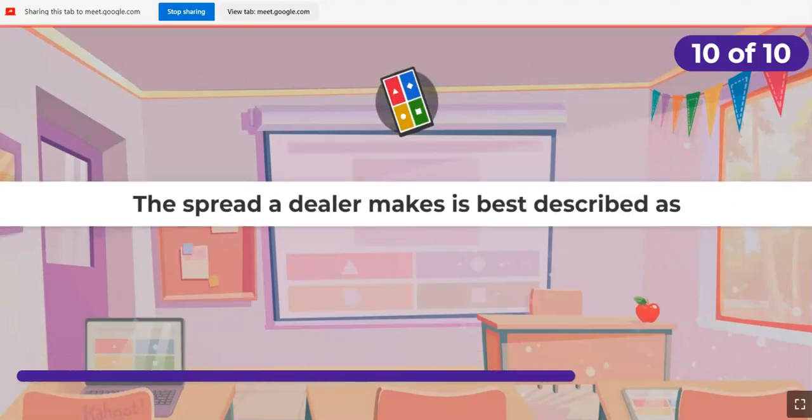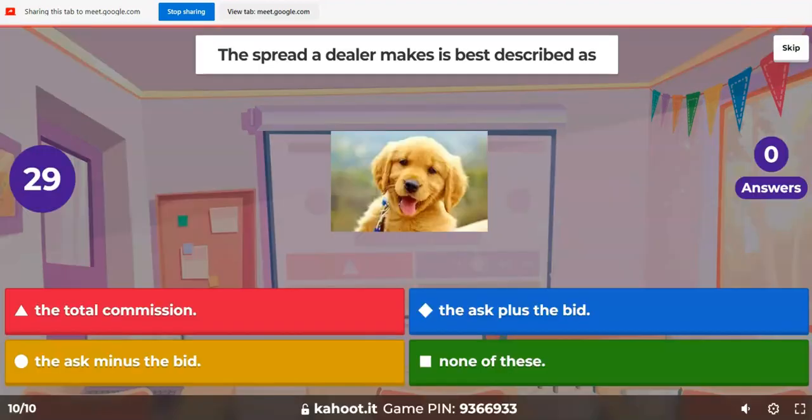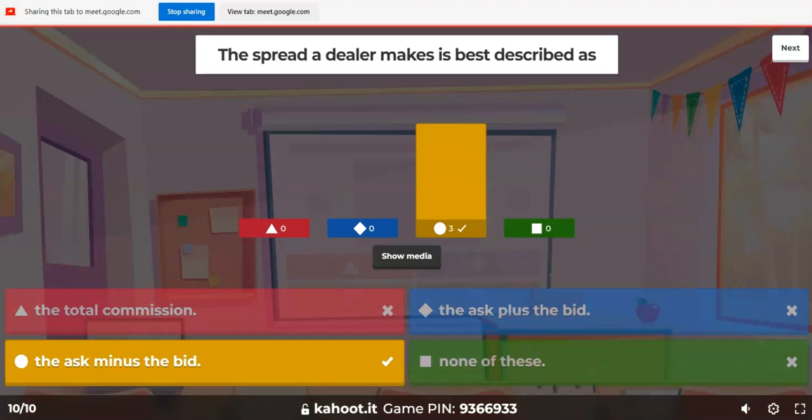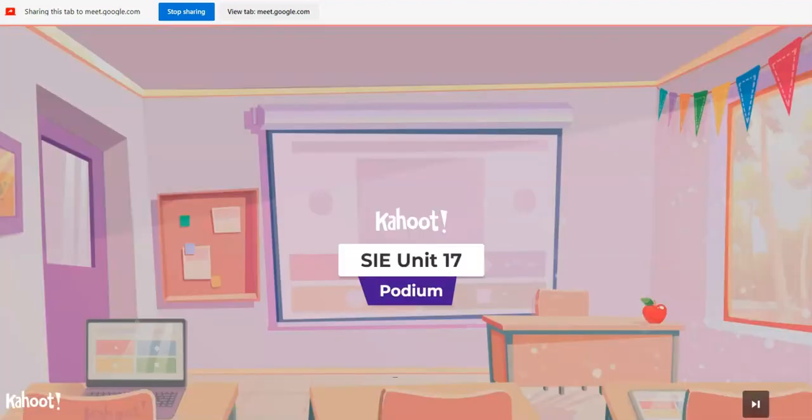The spread a dealer makes is best described as A, the total commission, B, the ask plus the bid, C, the ask minus the bid, or D, none of these. Ask minus bid, the difference between the two prices is the spread, and that's the dealer's profit. Good. Now, something like none of these, I am super skeptical before I see it's like a none of the above, cannot tell from the information given, anything like that.